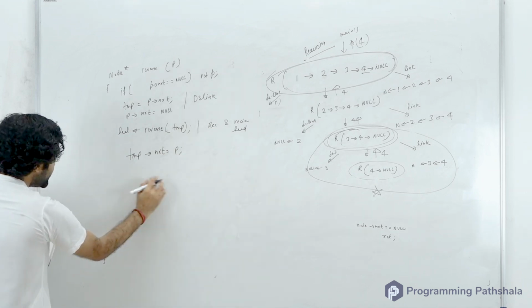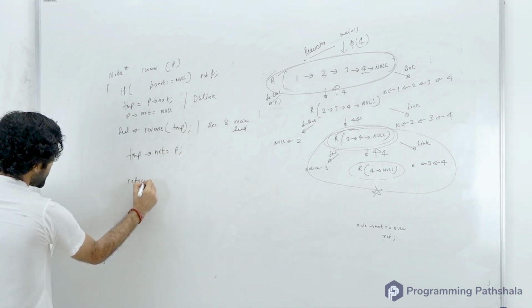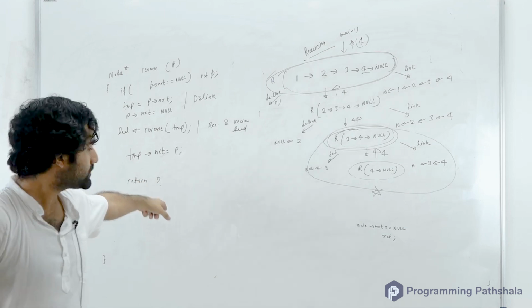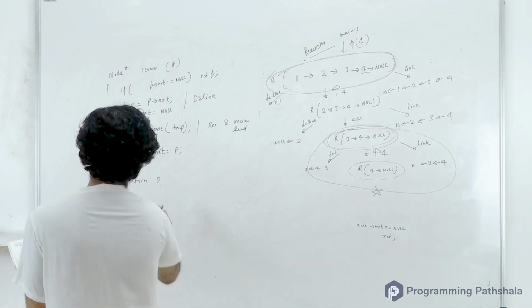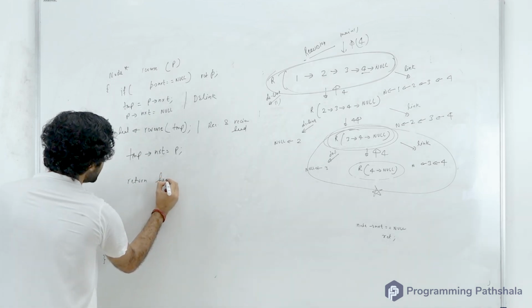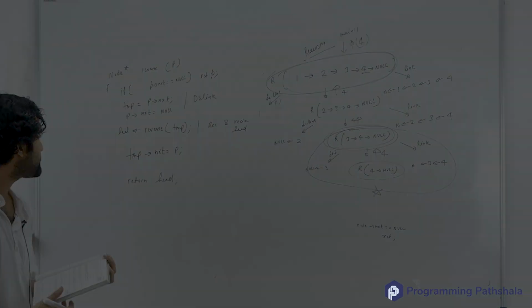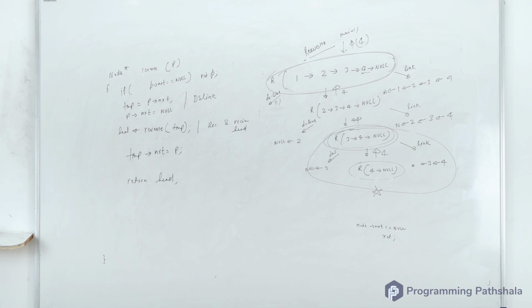And then what should you return? Look at this code and tell me what should I return. Yes, I should always return the head. So just this much is the recursive code for this logic. Okay, look at this code and tell me what is the time complexity. Order n. This is order n.